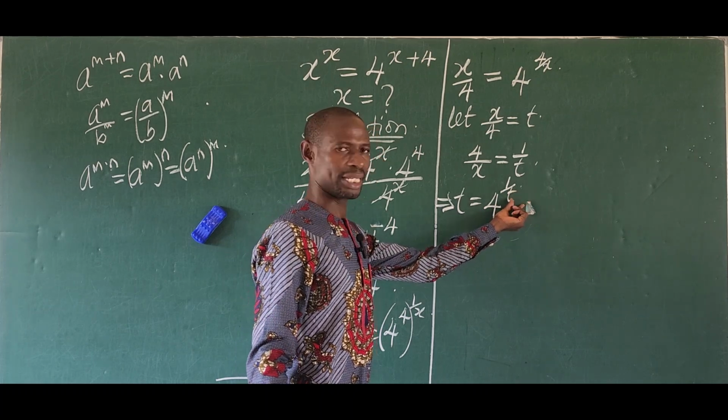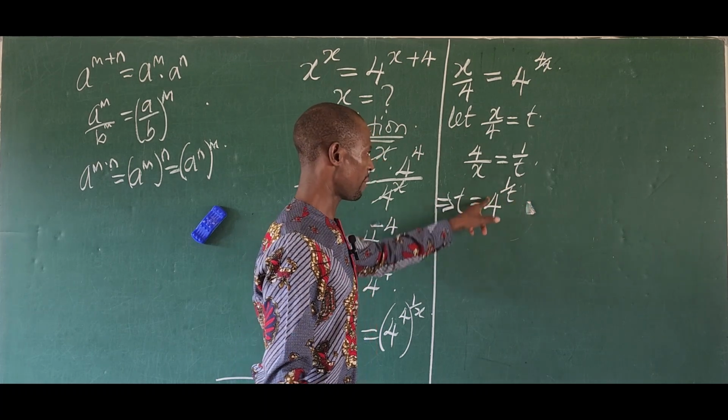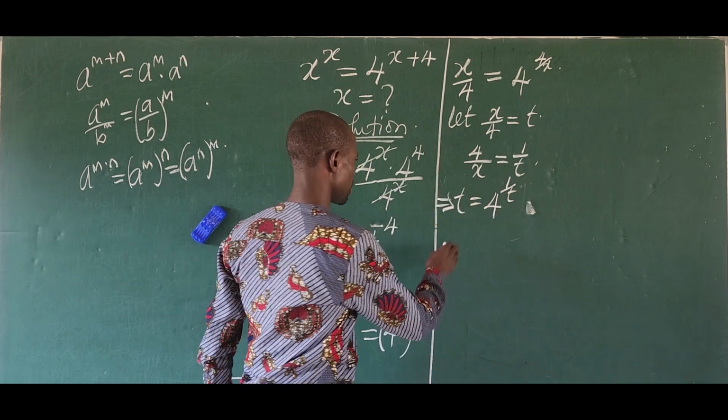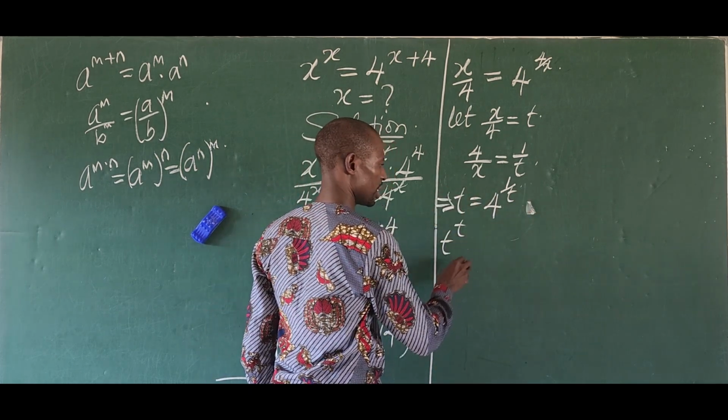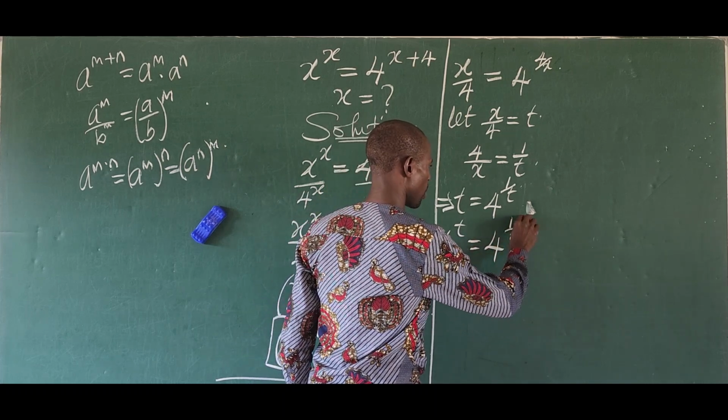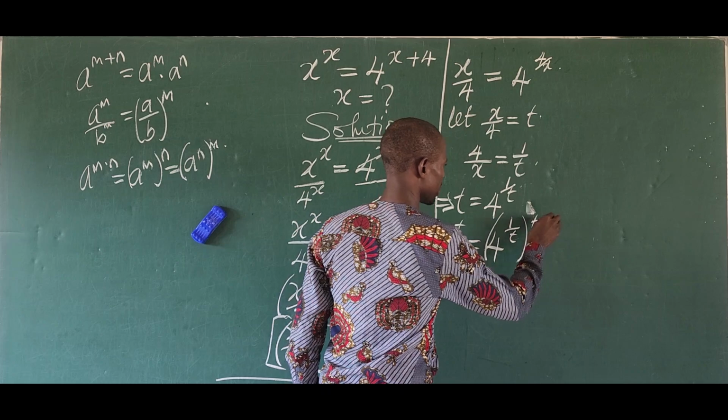So with what we have here, we want to eliminate this power again. So how do we eliminate this? We're going to raise the powers here to t. Raise this one to t. And so this is going to give us t to the power of t equal to 4 to the power of 1 all over t, all raised to the power of t.